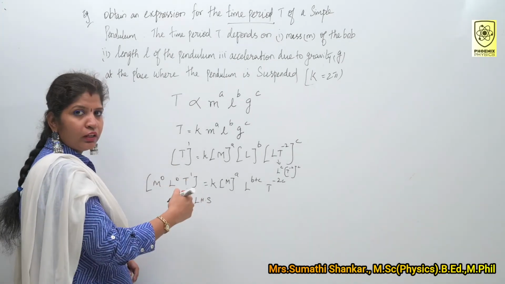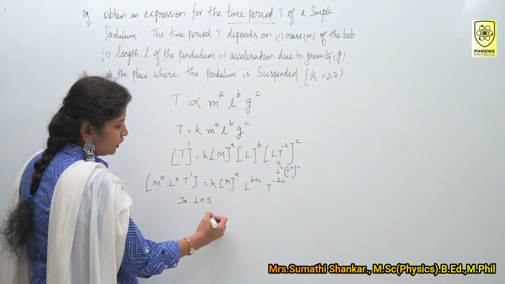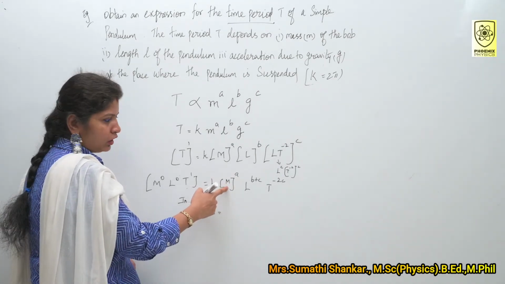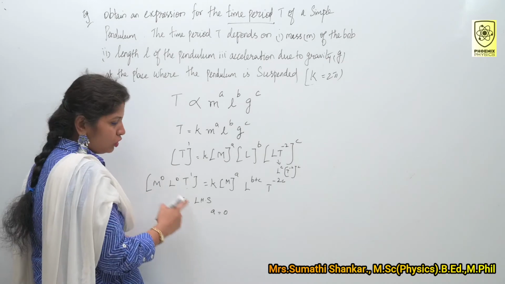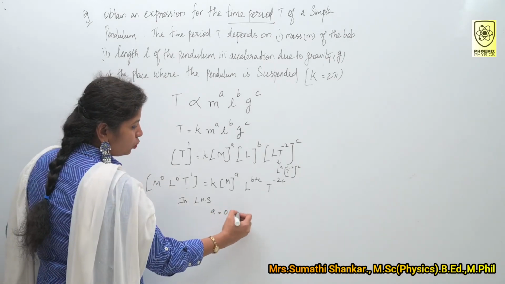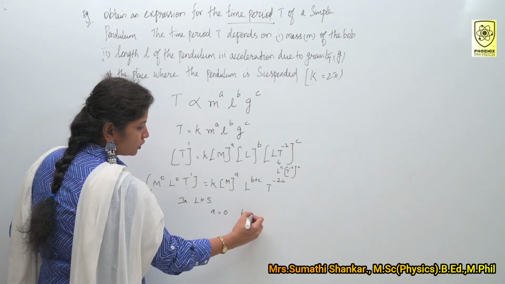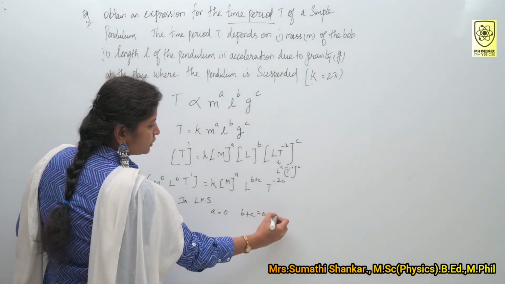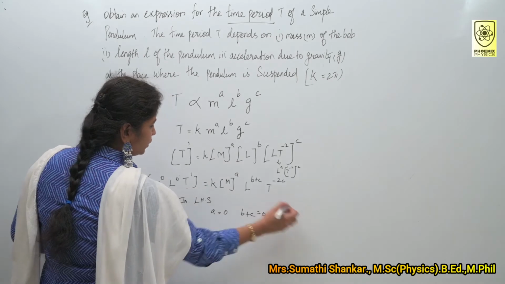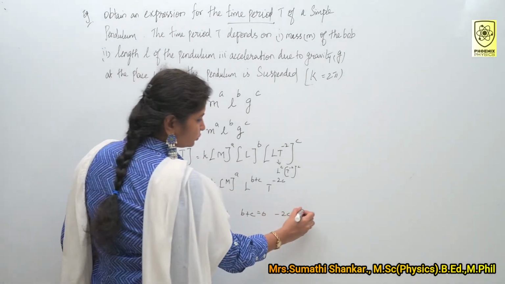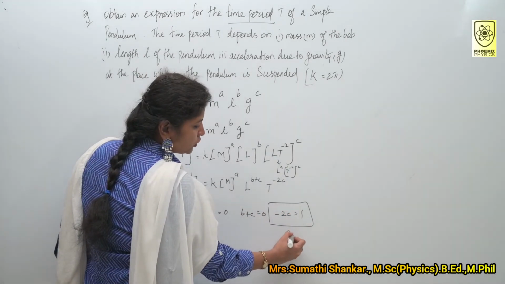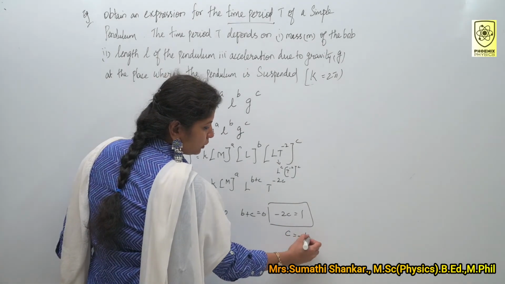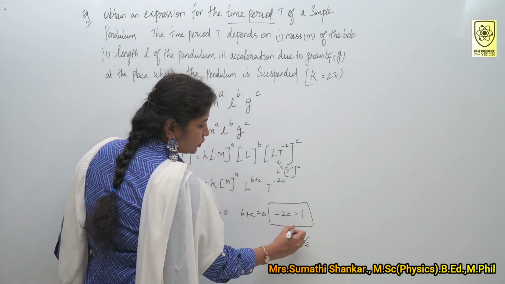Now you equate the powers. So a is equal to, a is nothing but the power of m, right? In left hand side I have 0. So a is equal to 0. What is b plus c? b plus c is equal to 0. What is minus 2c? Minus 2c is equal to 1. So how do you find out c? Bring this minus 2 here. So minus 1 by 2. This is our c answer.